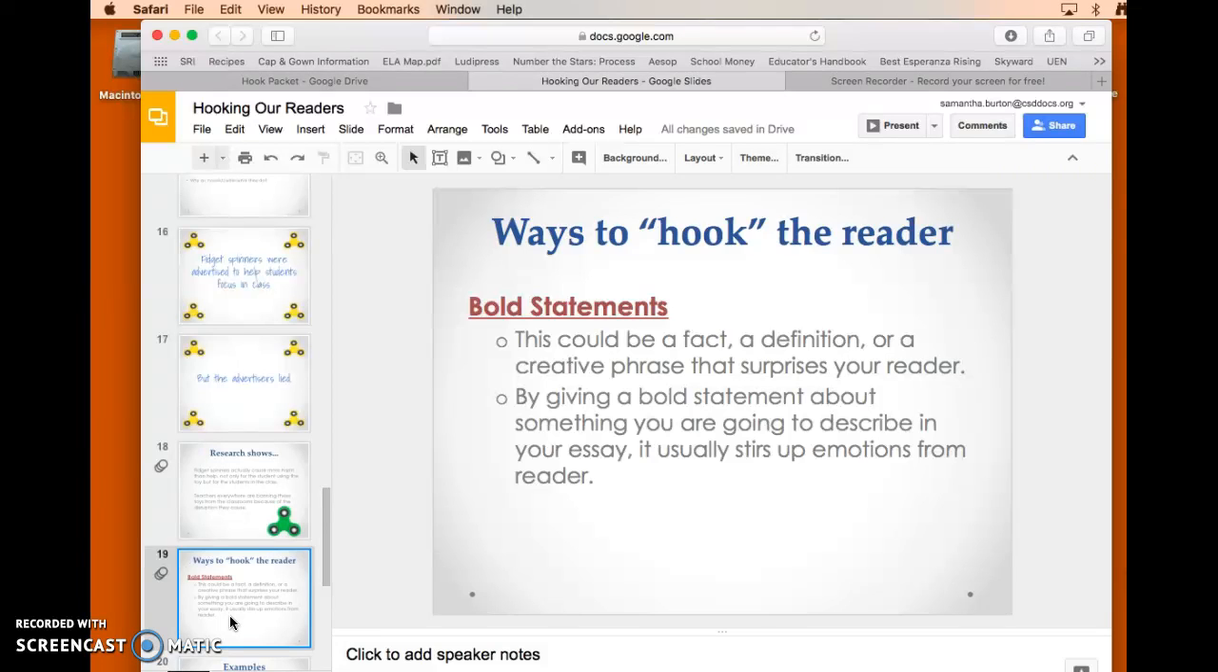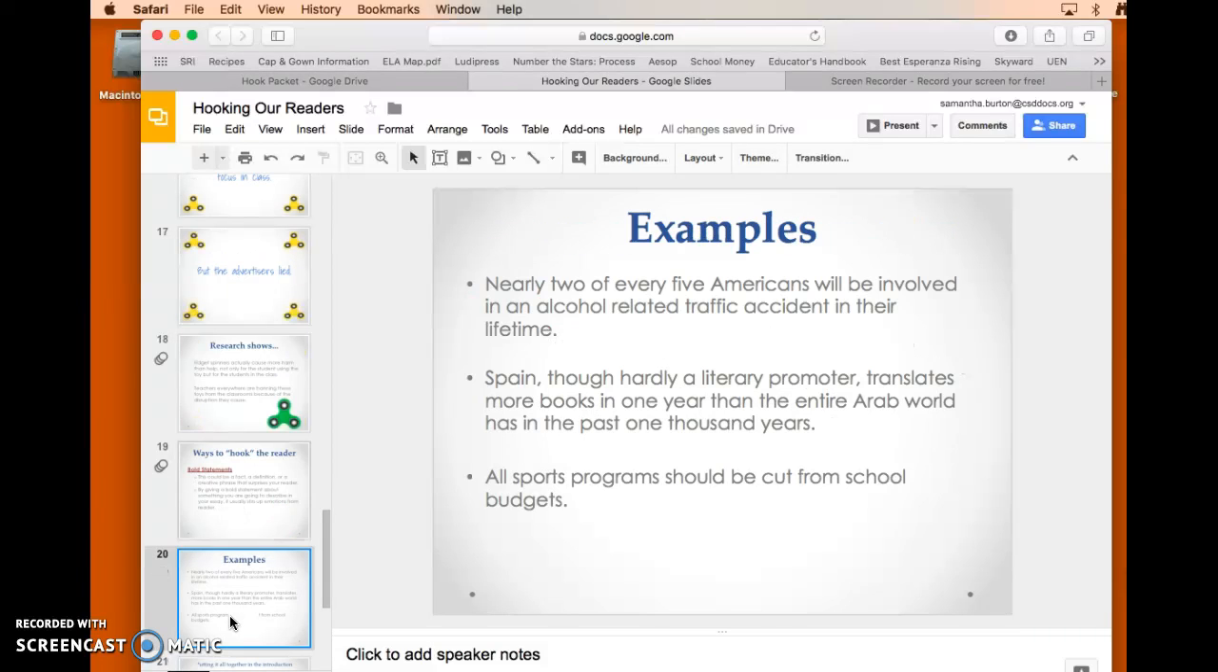Another way to hook your reader is by making a bold statement. The advertisers lied. This could be a fact, a definition, or a creative phrase that surprises your readers. By giving a bold statement about something you are going to describe in your essay, you are usually going to stir up emotions from the reader, and they're going to want to read more to try and prove you wrong.